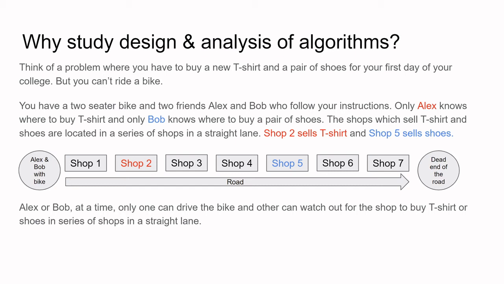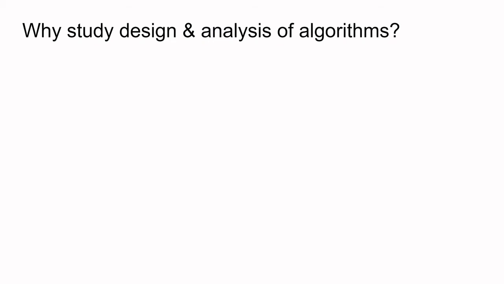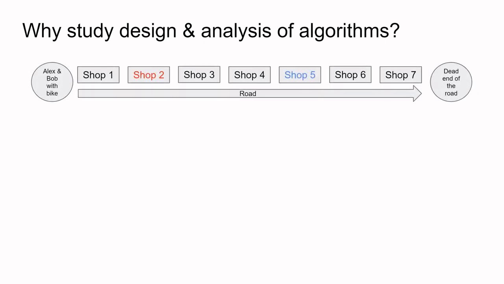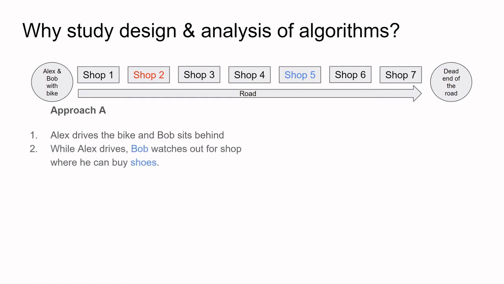So given this scenario, if I ask you to form a set of instructions which would lead to a situation where you will be having a new t-shirt and a pair of shoes bought by Alex and Bob for you. One of the approaches could be, let us call it approach A, where Alex would drive the bike and Bob sits behind. And while Alex drives from shop 1, Bob watches out for a shop where he can buy shoes.